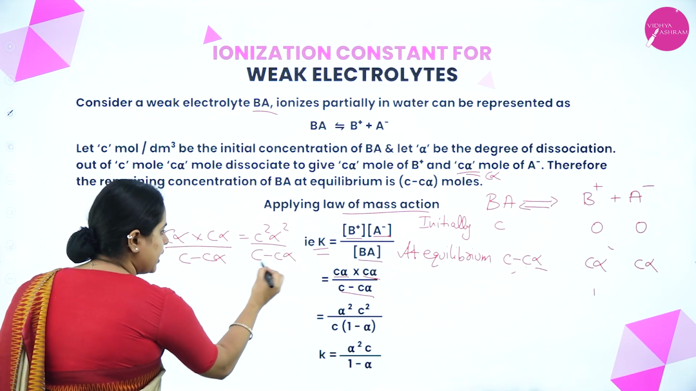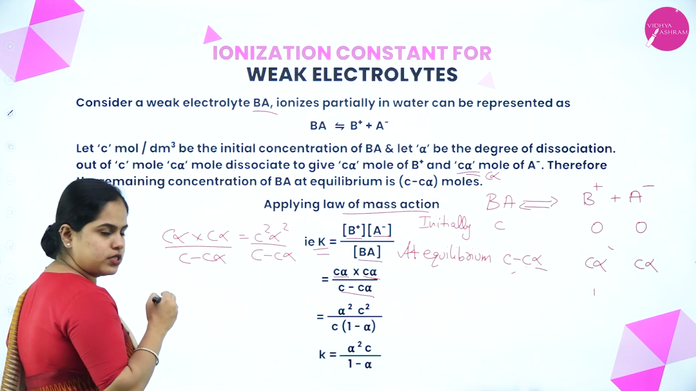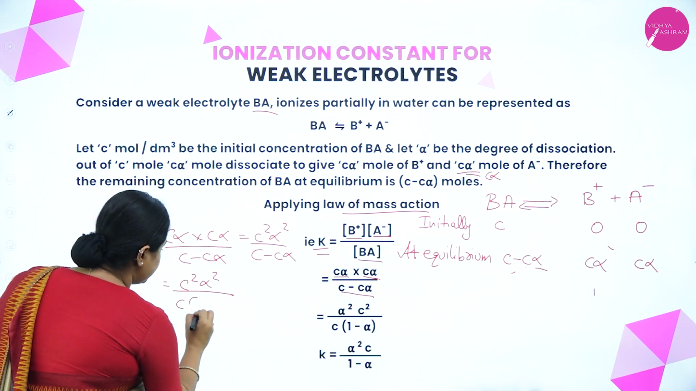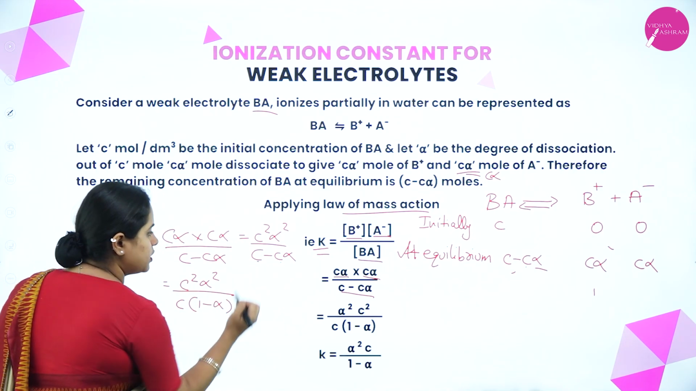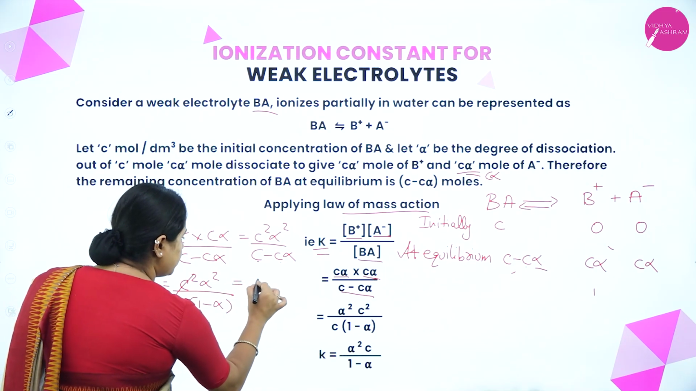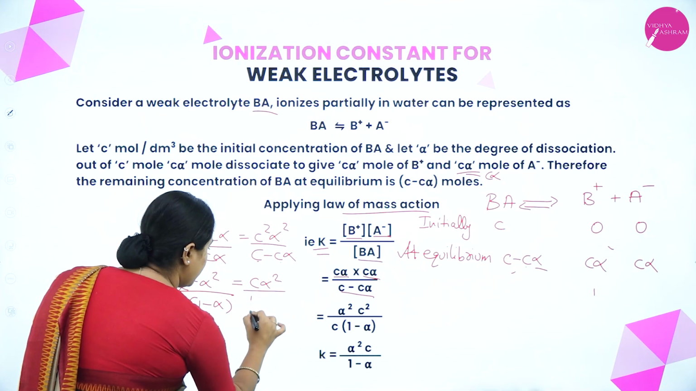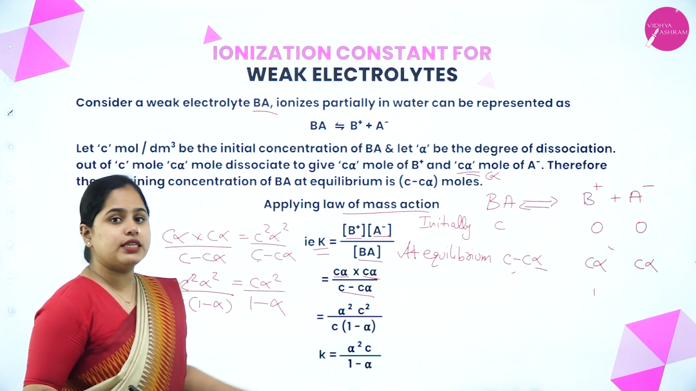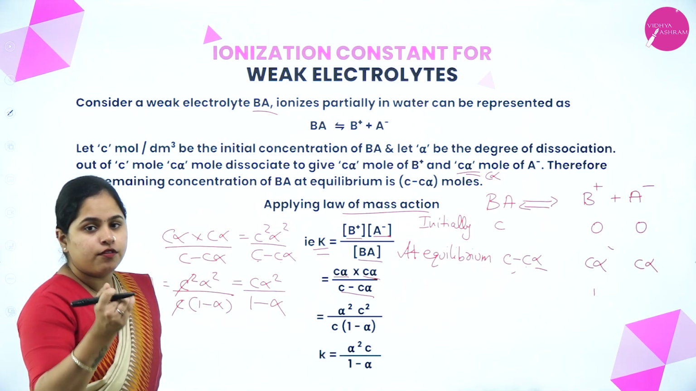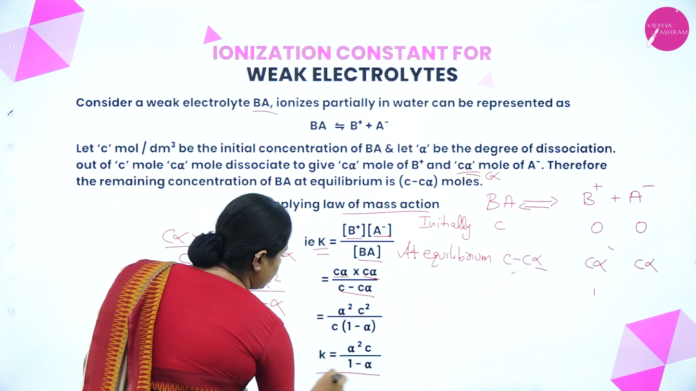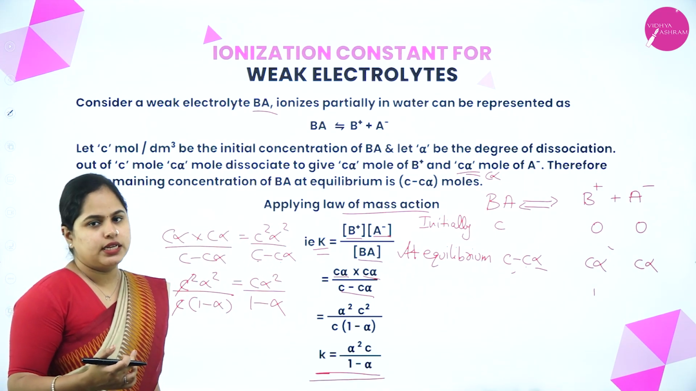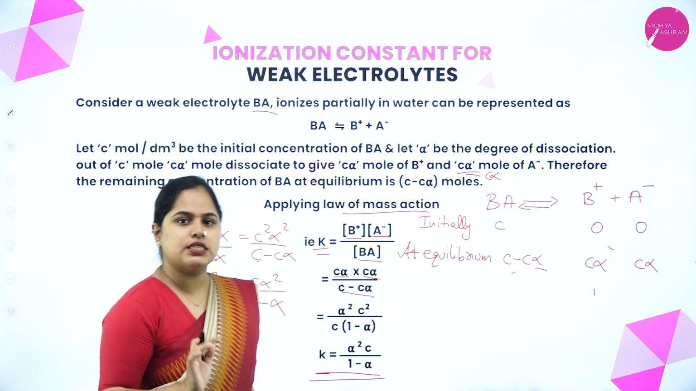Right. Now in this, can I take C as common and put it outside? So what will your equation become? C square alpha square divided by C into 1 minus alpha. From both of these, C is taken as common. Now this C and this C can be cancelled, right? So what will it become? C alpha square by 1 minus alpha. So that is the equation of ionization constant for a weak electrolyte. K will be equal to C alpha square by 1 minus alpha. So I hope this is clear for you.